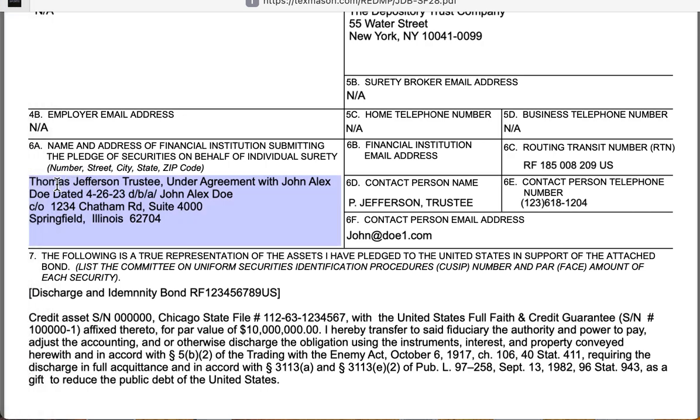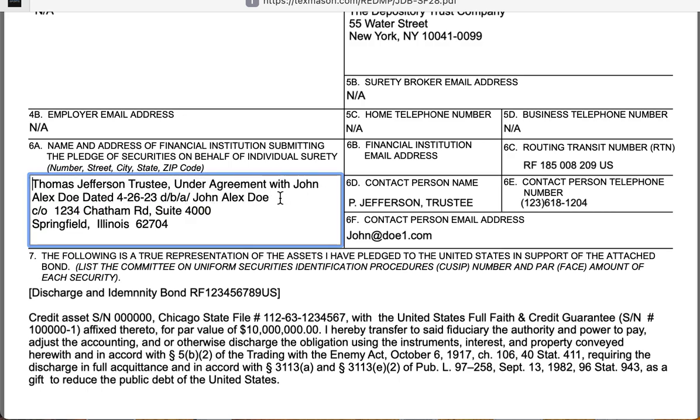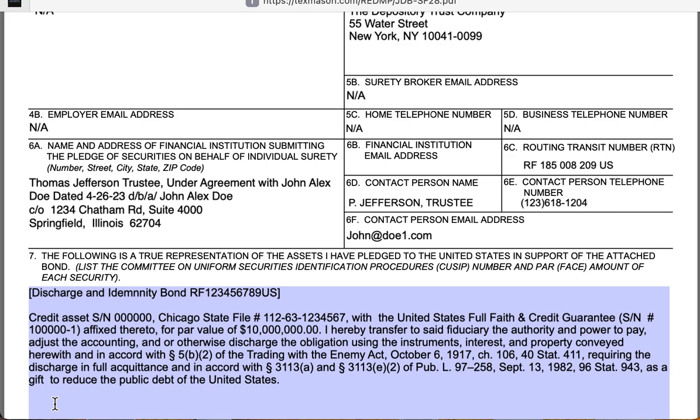I have the way that we name this is John Doe, the trustee. That's the first trustee that I appointed, my colleague, under agreement with me, John Doe, who's the settlor and the grantor and the surety under this matter, dated 4/26/2023. This is the date that we established the trust, and then I add the doing business as John Alex Doe. This is called a trust registration statement. I'm not going to go into that here because I went over it many times in numerous different videos. If you want to know what that is, Google FS0049 questions and answers about trust. It's a treasury document. And so we use this trust registration statement here.